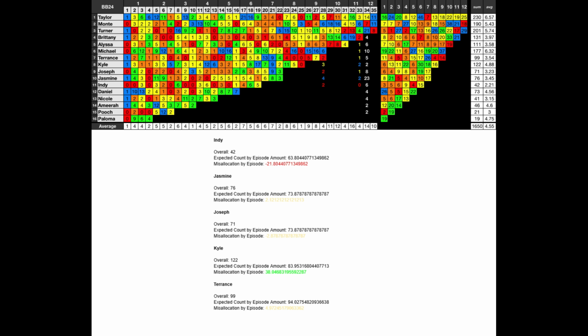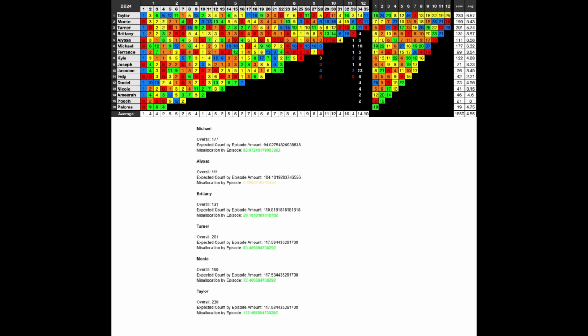Kyle has 122 diary rooms, and his expected count by episode amount is 83.95, causing him to have a 38.04 misallocation amount, and that's definitely one of the larger ones of the season. Terrence has 99 diary rooms, and his expected count by episode amount is 94.02, causing for a 4.97 misallocation amount, so he's still in that perfect median range.